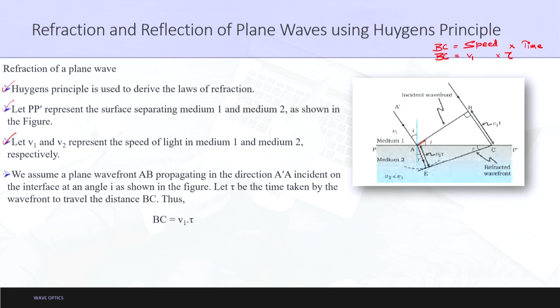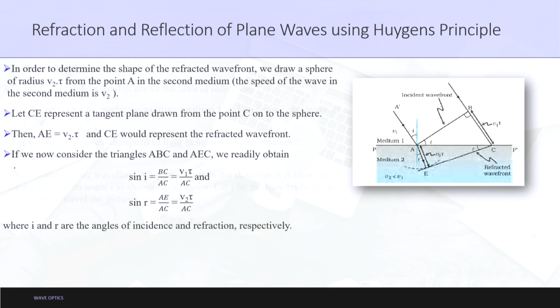Moving on to the next slide. In order to determine the shape of the refracted wave, the final use of this complete concept using Huygens principle is that we need to find the refracted wavefront and how it will be visible. So, in order to determine the shape of the refracted wavefront, we draw a sphere of radius V2 tau from the point A in the second medium. Now at this point we will assume a secondary disturbance being formed.